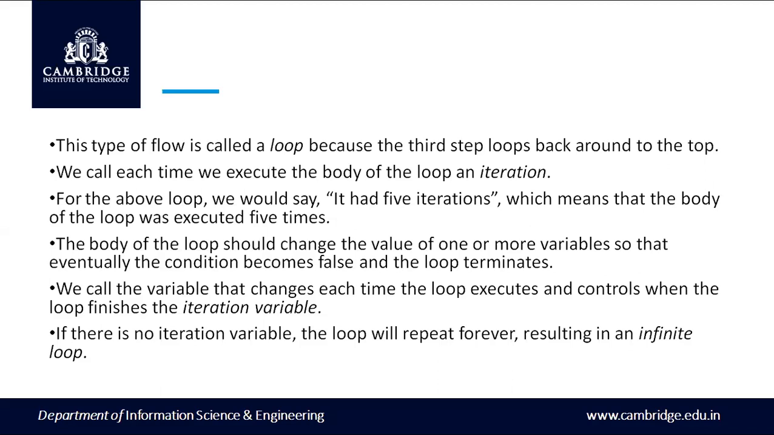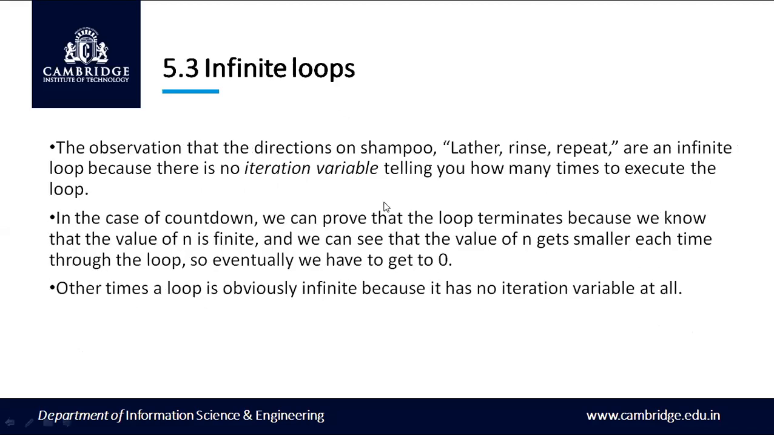So the body of the loop should change the value of one or more variables so that eventually the condition becomes false and the loop terminates. So here the condition to be false was n should be less than 0. So we call the variable that changes each time the loop executes and controls when the loop finishes the iteration variable. If there is no iteration variable, the loop will repeat forever, resulting in an infinite loop. So this type of loops where there is no iteration variable, we call such loops as infinite loops.